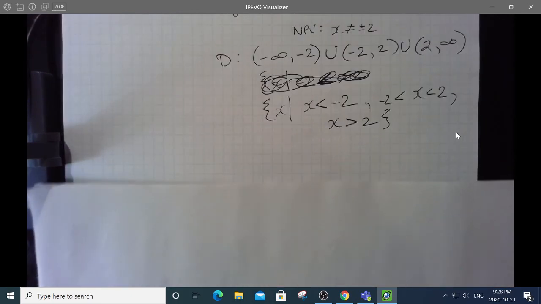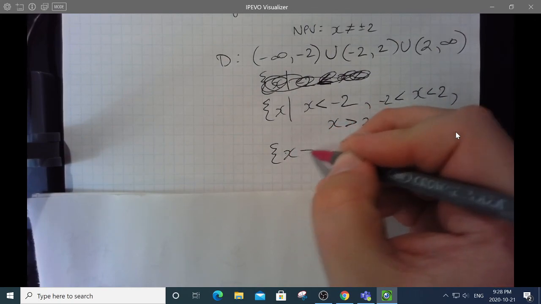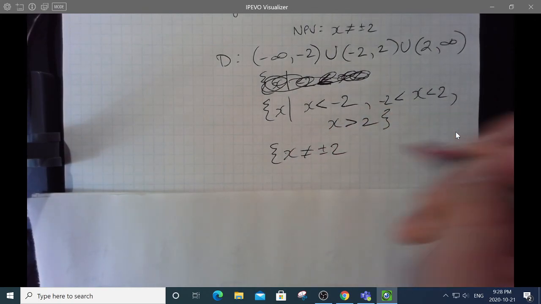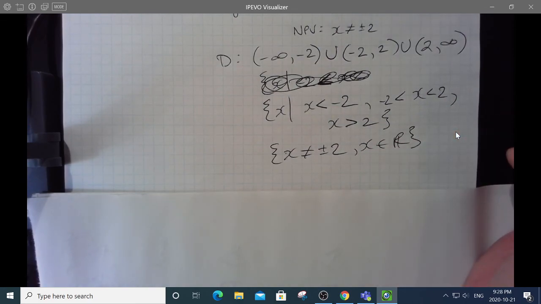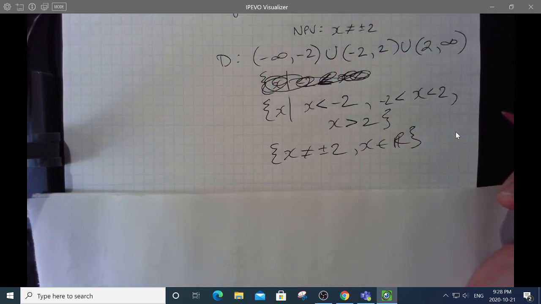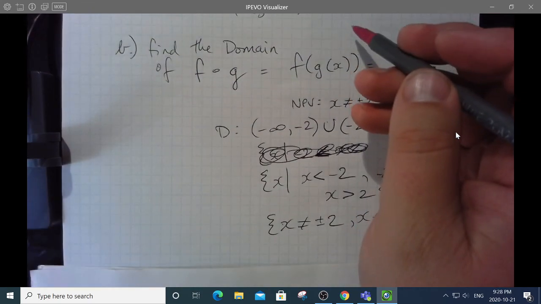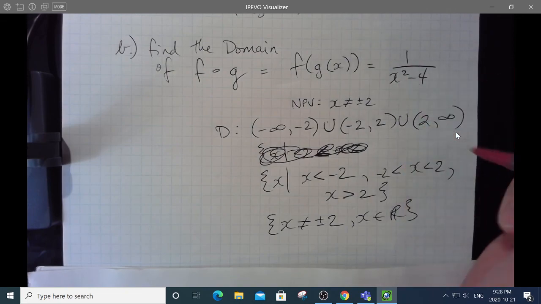You know what the easier way to write it is, and I don't mind if you did this: you could just write that x can be any real value except it can't be plus or minus 2. Please write it like that from now on. So anyway, that's the domain. One of those answers would be good. I kind of like the interval notation best. So the domain is, x can be any single number you want except plus or minus 2.